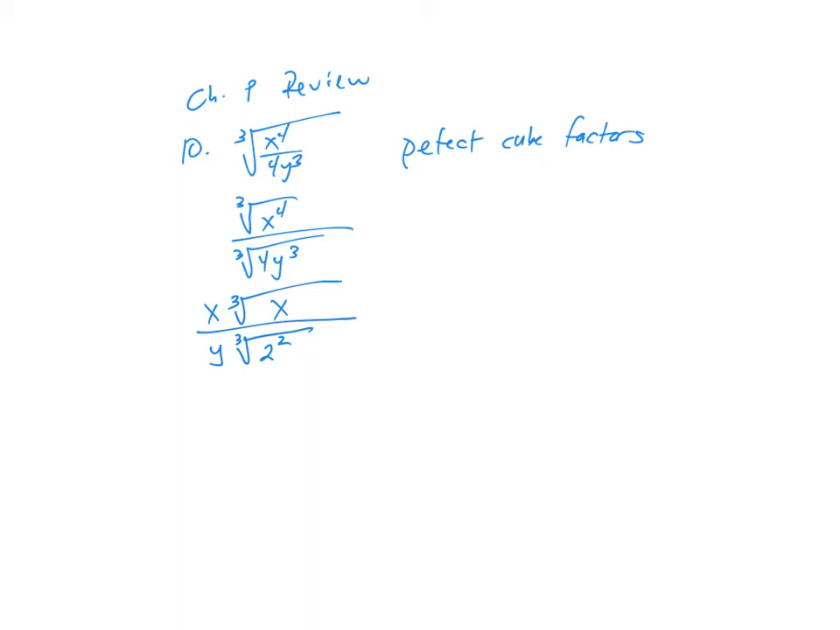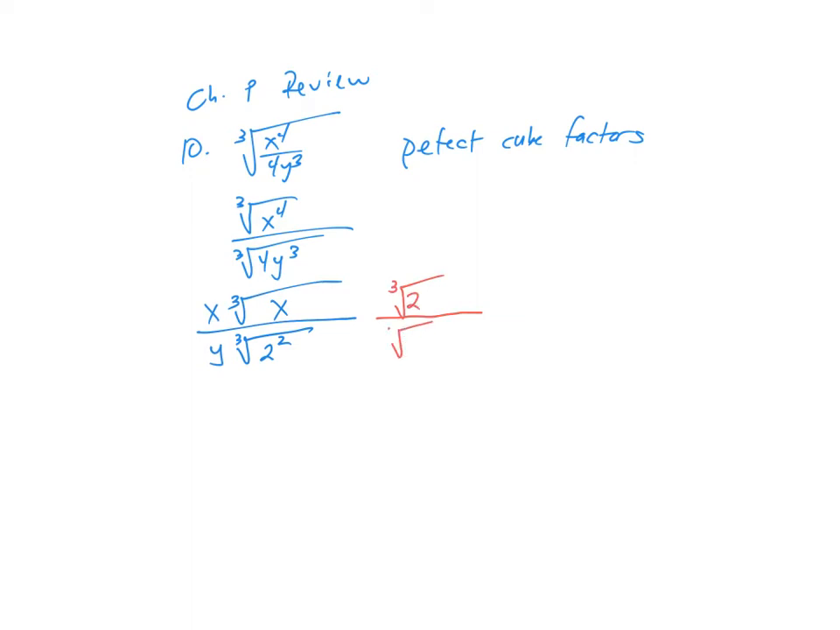So at this point, we've extracted all the perfect cube factors from underneath the cube roots, but we still have a radical in the denominator. So we need to rationalize the denominator. In order to do that, we need to get 3 of each factor that's still under the cube root. So we have 2 squared, which means we need 1 more 2 under the cube root.